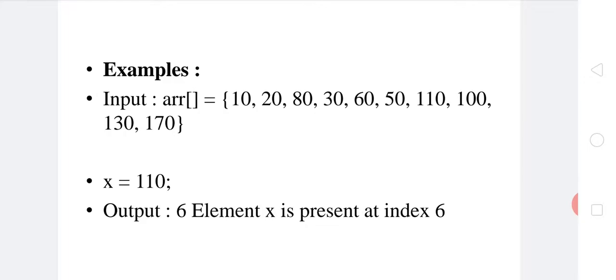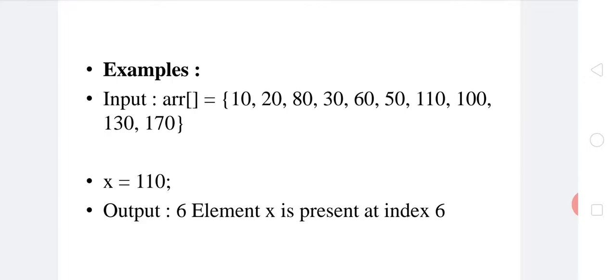Now see here one example. Input: 10, 20, 80, 30, 60, 50, 110, 100, 130 and 170. This is the input which is stored in the array. The name of the array is ARR. Now here x is equal to 110, means x is the search number. The search number is 110, means that 110 is searched from left to right in the list.